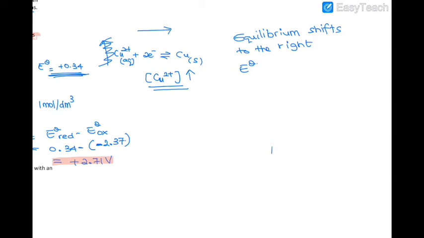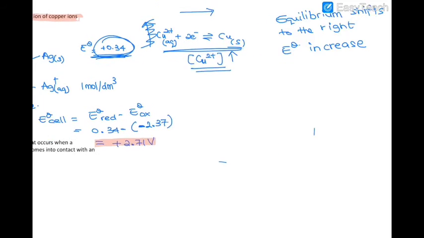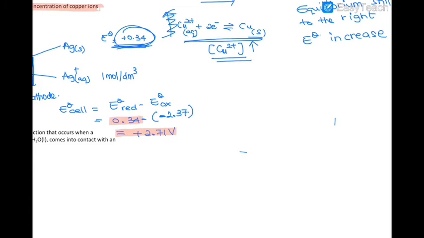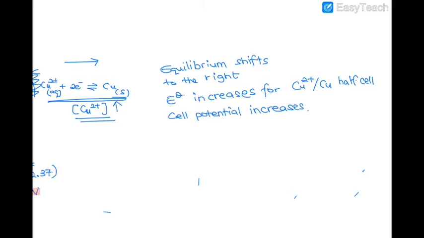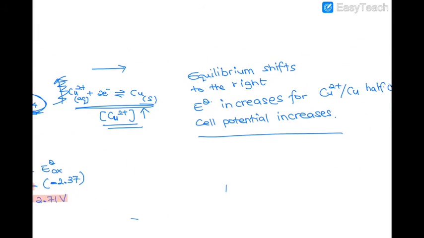In the process, the electrode potential of the Cu2+/Cu half cell is going to increase. So this value will increase over here. So when this value increases, the overall electrode potential is going to increase. So eventually it increases.